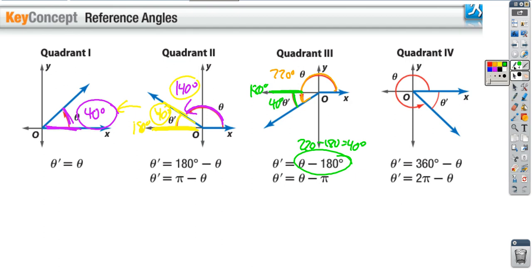And then finally, quadrant 4. If I am in quadrant 4, that would be like this huge angle right here. So let's say that's 320 degrees. The reference angle will be this one that takes me up to 360, because 360 is a full circle. What's the difference between 360 and 320? That's what this says right here. And again, that would be 40 degrees. So you can see all 4 of those examples have a reference angle of 40 degrees, even though they're in 4 different quadrants.